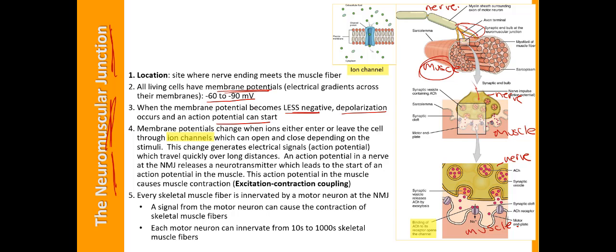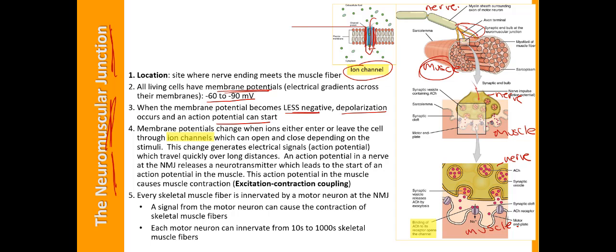So the action potential, or the change in membrane potential, is brought about when an ion channel opens or closes, right? So you remember what an ion channel is? It's a pore protein or a doorway that ions can diffuse across the membrane. So when these ion channels open and close, depending on what's happening, then the membrane potential across the muscle cell can change.